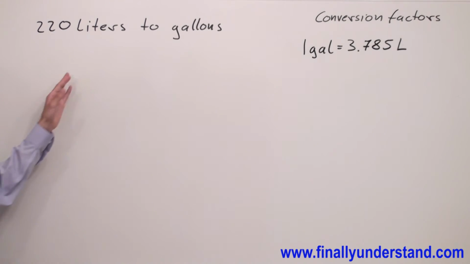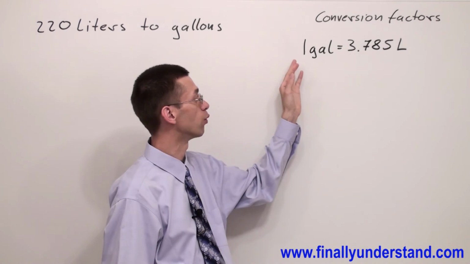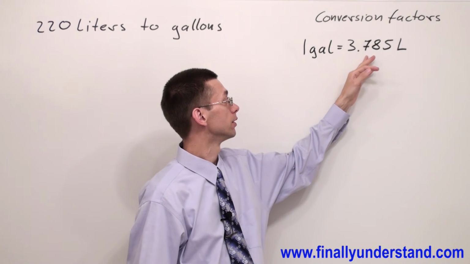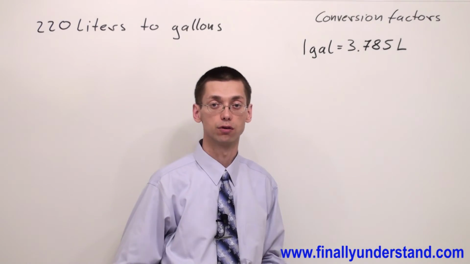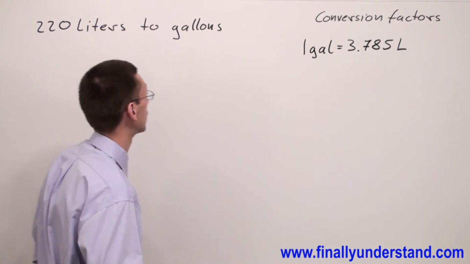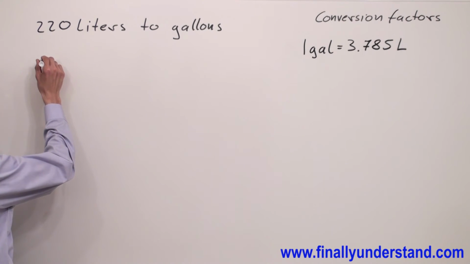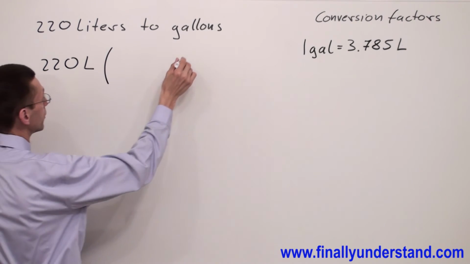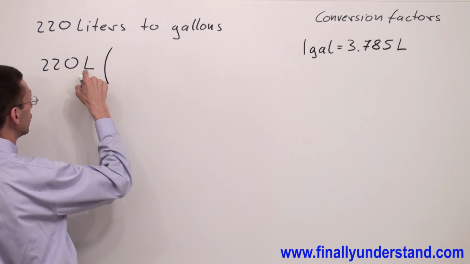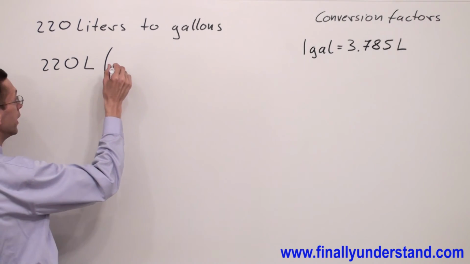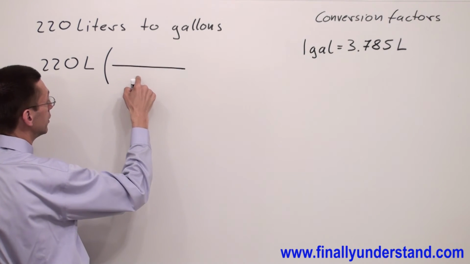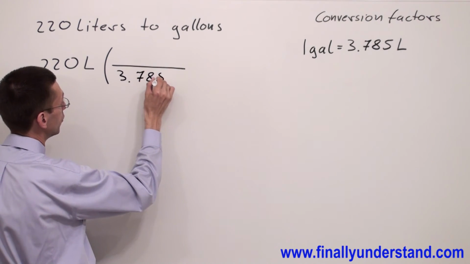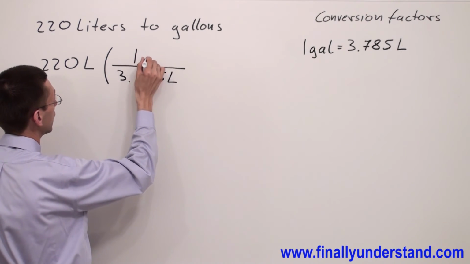220 liters to gallons. We have a conversion factor which says that 1 gallon is equal to 3.785 liters. I'm going to use this conversion factor, and I'm going to have 220 liters times this conversion factor. But remember, we want to eliminate liters. I have to make sure that I'm going to have liters in the denominator. 3.785 liters is equal to 1 gallon.